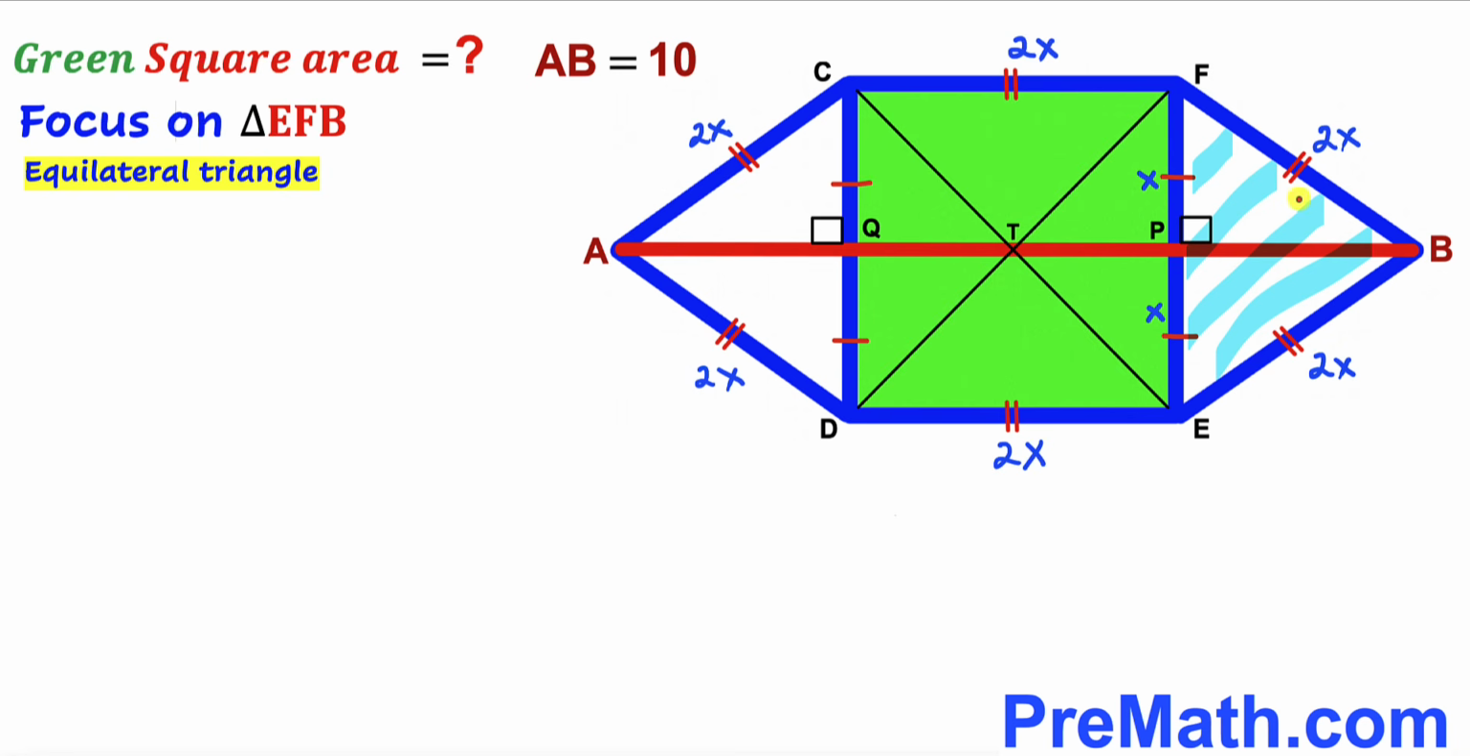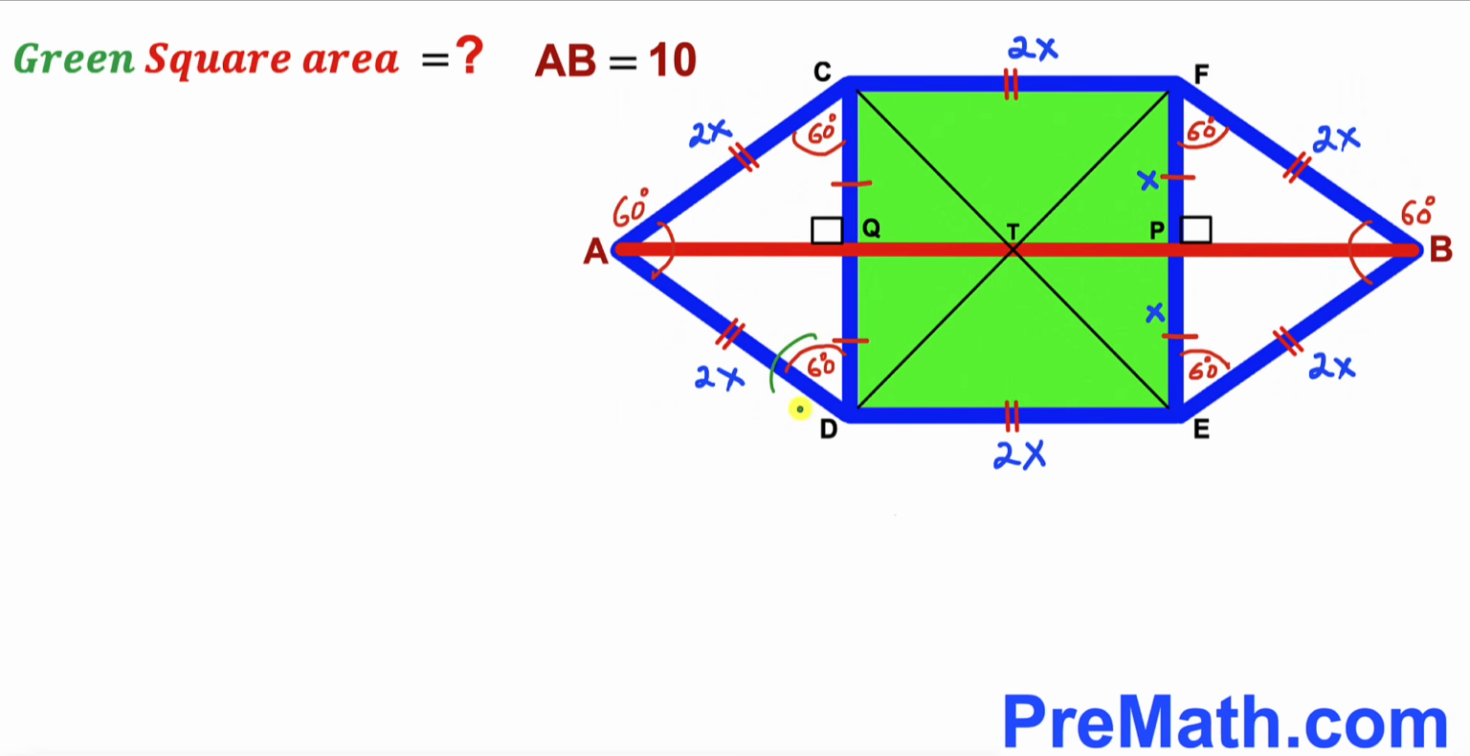Now we are going to focus on the equilateral triangle EFB, and we know this is an equilateral triangle. Therefore all the interior angles of this equilateral triangle are going to be 60 degrees each, and likewise these angles are going to be 60 degrees each, since this is an equilateral triangle as well. Furthermore, let's make an observation. We can see that this angle is going to be 30 degrees, and this angle is going to be 30 degrees as well, since this is our angle bisector.